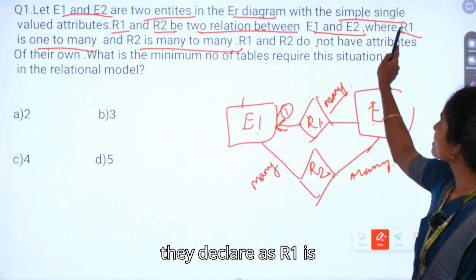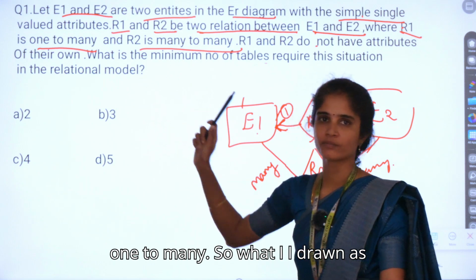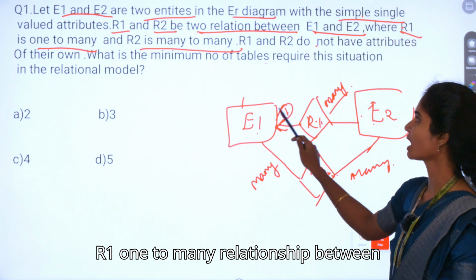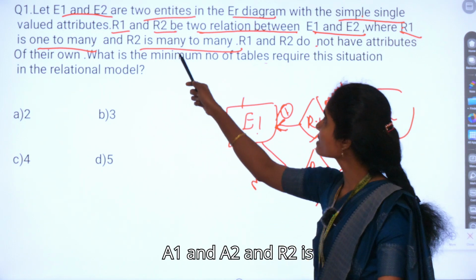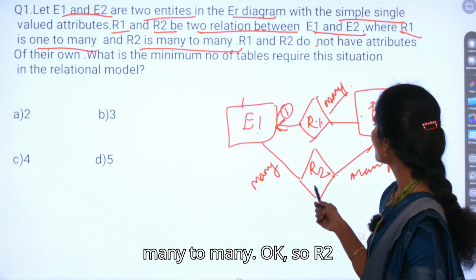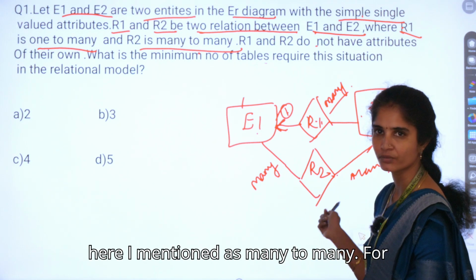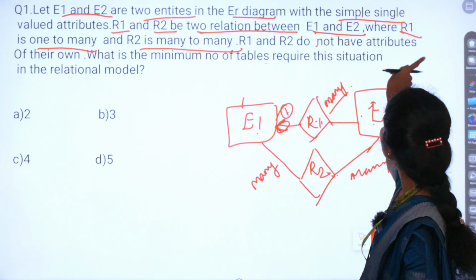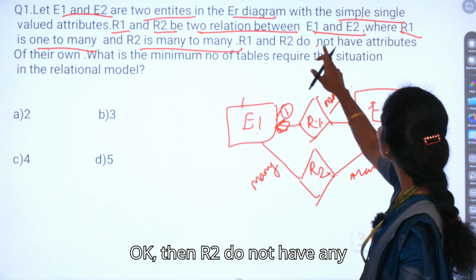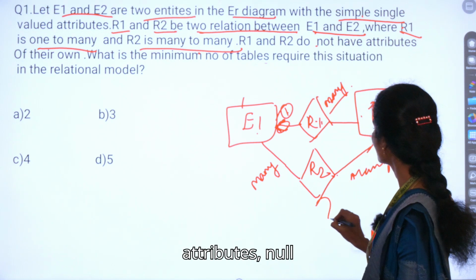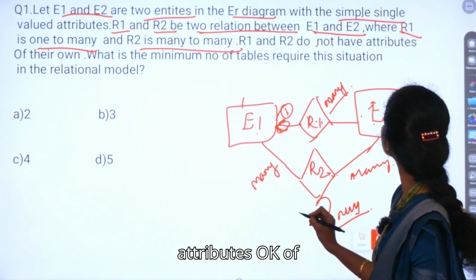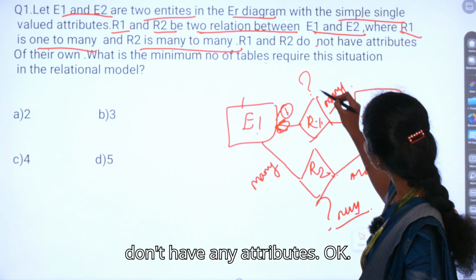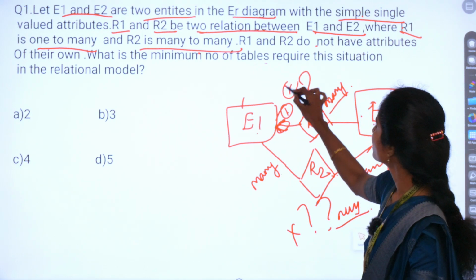Here it is declared that R1 is 1 to many, so I drew R1 as a 1 to many relationship between E1 and E2. And R2 is many to many. For a many to many relationship, we don't define the arrow symbol here. Then R1, R2 don't have any attributes of their own, null attributes.